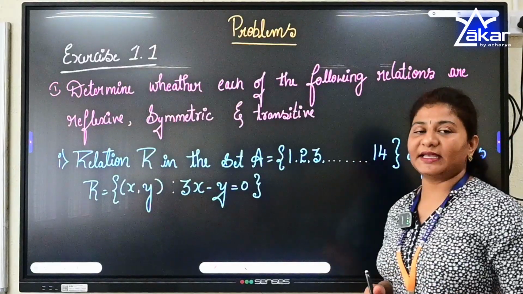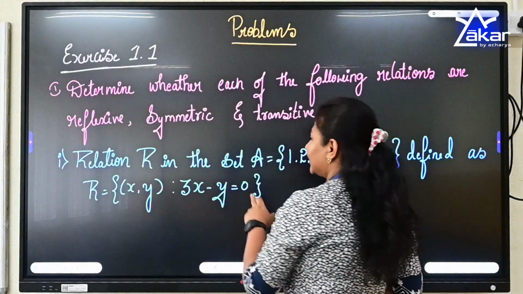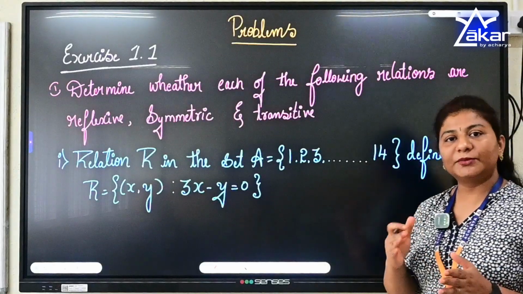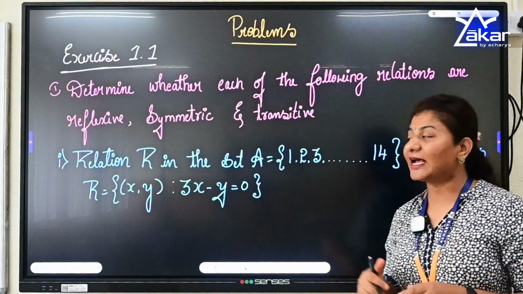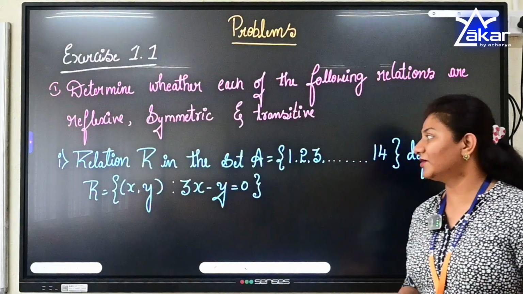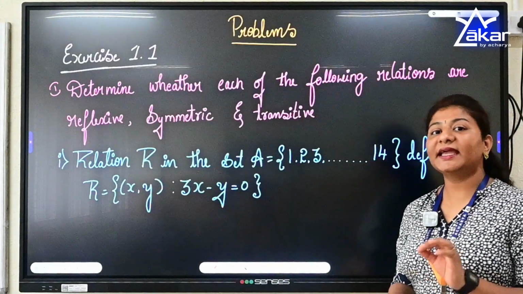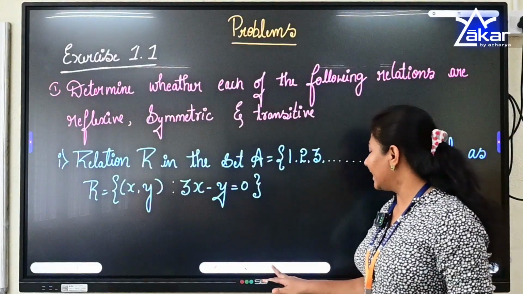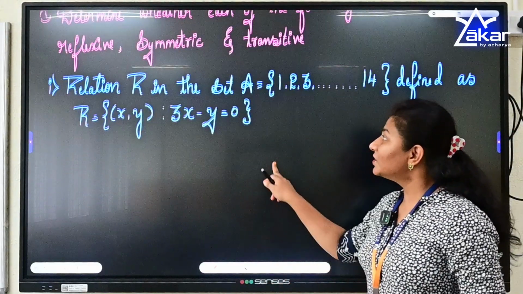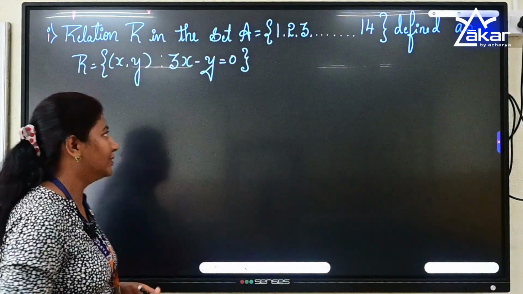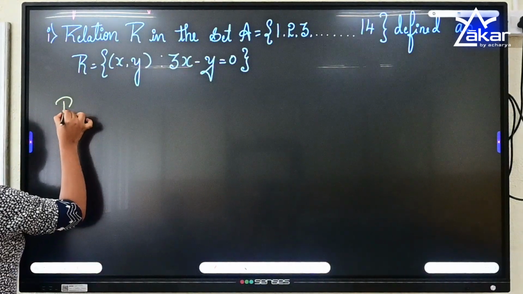The first question says: relation R in the set A, what is the set they have been given? Elements from 1 to 14 are there. It is defined as R equals (x, y) such that 3x minus y is equal to 0. So according to this condition, what are the conditions we know, that is, the properties that hold?